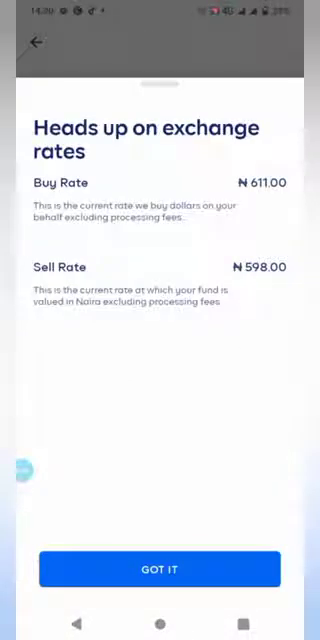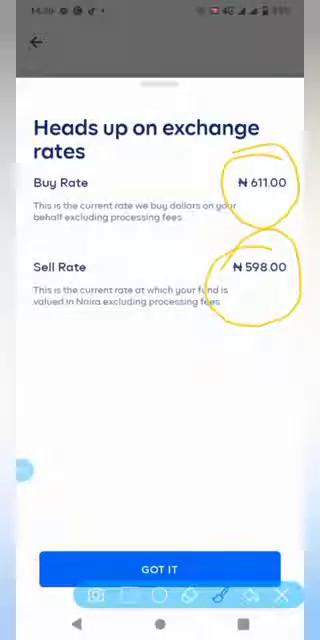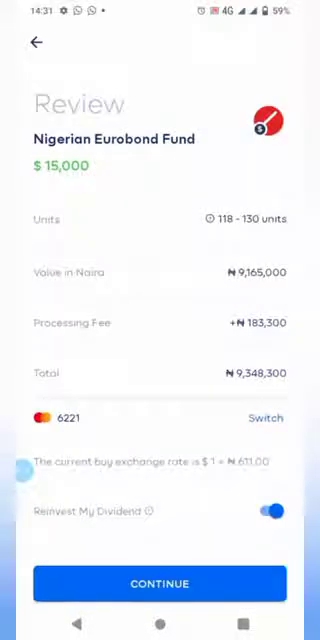Cowrywise will take the initiative by helping you convert your naira into dollars, and they're going to be doing it at this rate for you. If you want to buy, they're going to be exchanging $1 for you at the rate of 611 naira. And then if you've already invested and you need to sell your units, they're going to be buying it from you at the rate of 598 naira per dollar.